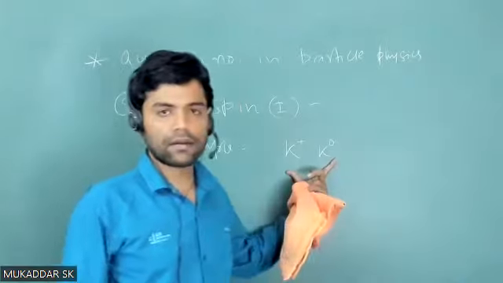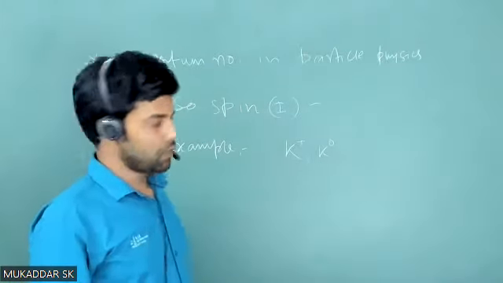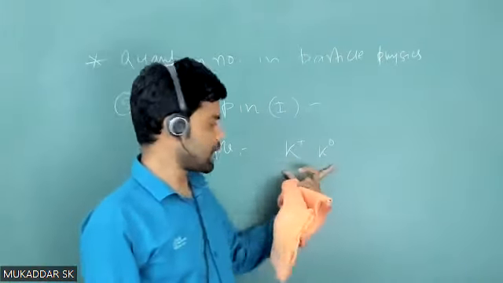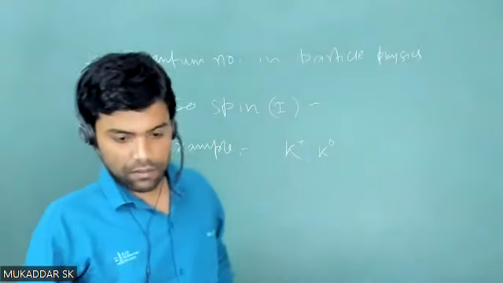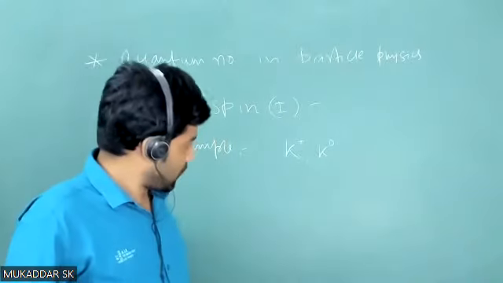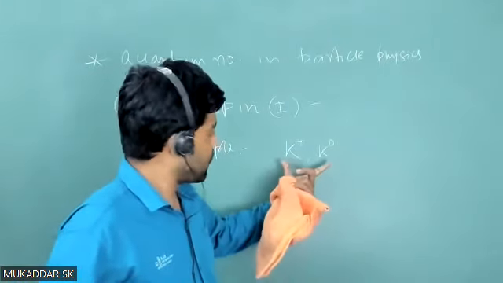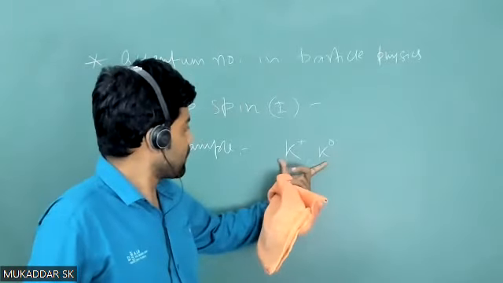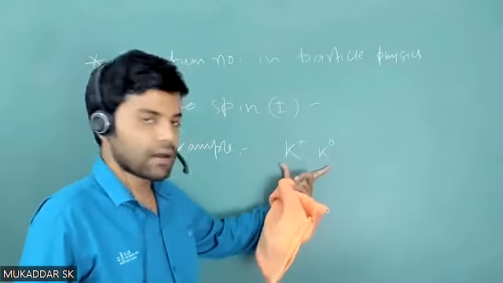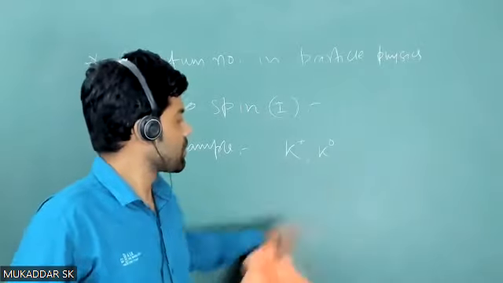What is their spin? What is the spin of K plus and K0? They are mesons, right? Zero. They have same spin, same mass, and strangeness is also same. What is the strangeness of both? For both particles, strangeness is one.